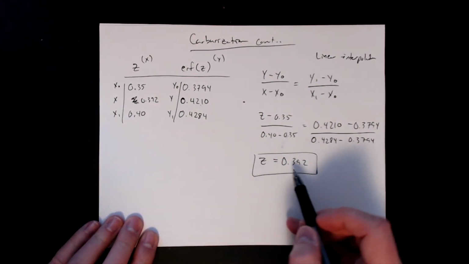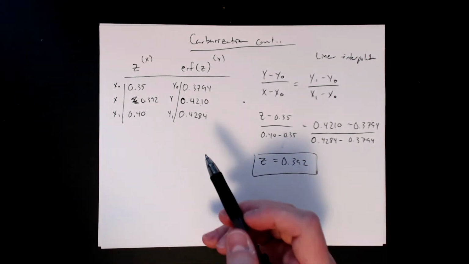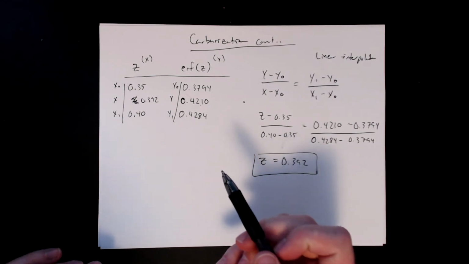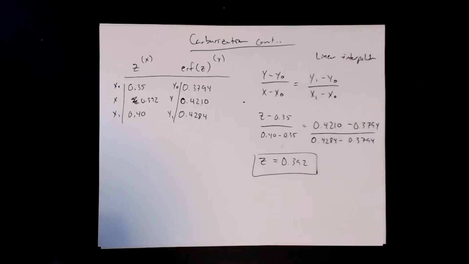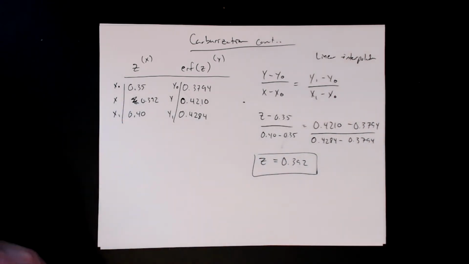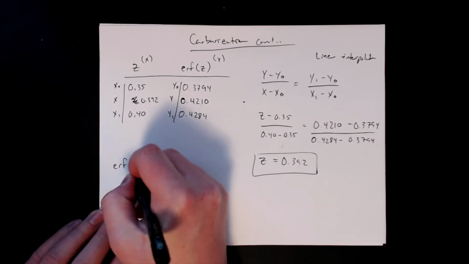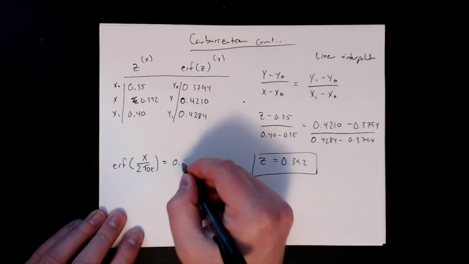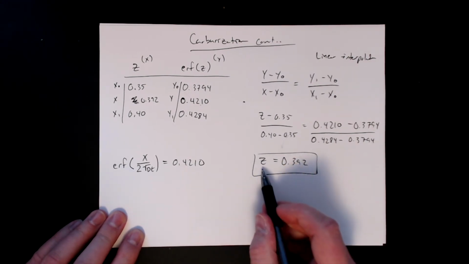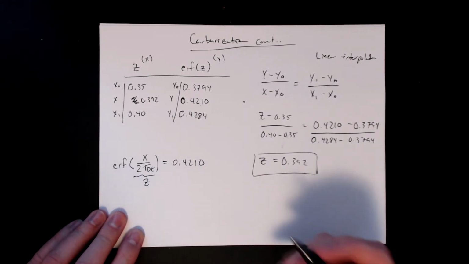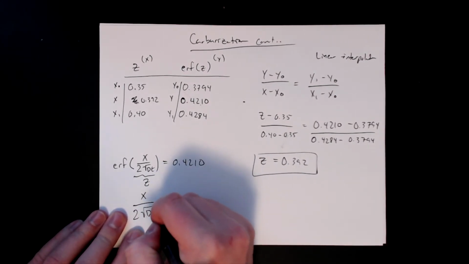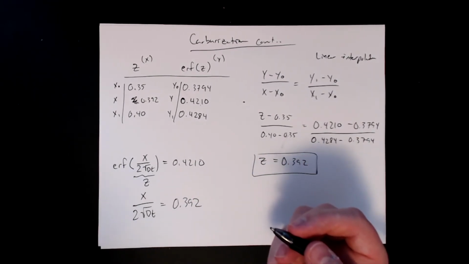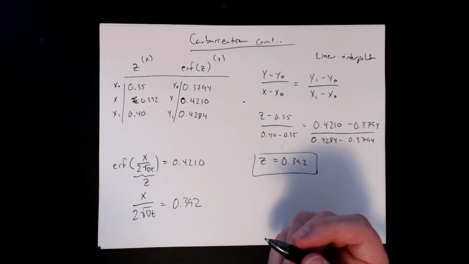So the importance of this is that this is the inside of the error function, right? So going back to the previous work in the separate section, we saw that inside the ERF of x over 2 square root of dt was equal to 0.421. And so by solving for z, we're solving for this. This is z. So we can say x over 2 square root of dt is equal to this 0.392, right?